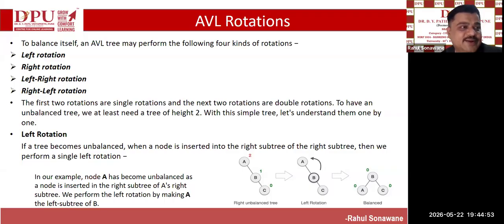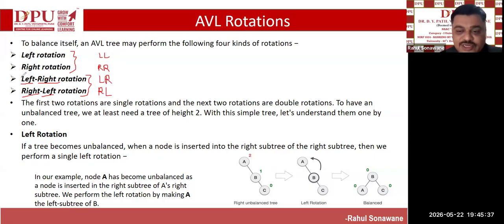So the first rotation is left rotation, the second is right rotation. These two are the single rotations, and these two are the double rotations. That is left rotation followed by right rotation, that is left right rotation, and then right rotation followed by left rotation, that is right left rotation. The first is also called LL rotation because it is a single left. This is also called RR rotation, single right rotation. This is called LR rotation, left followed by right, and this is also called RL rotation.